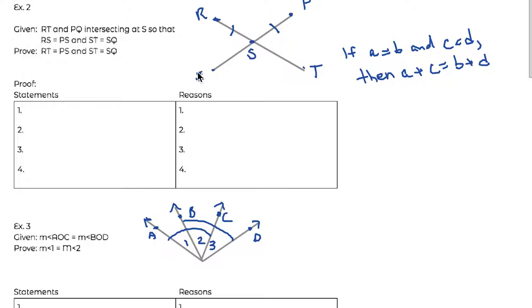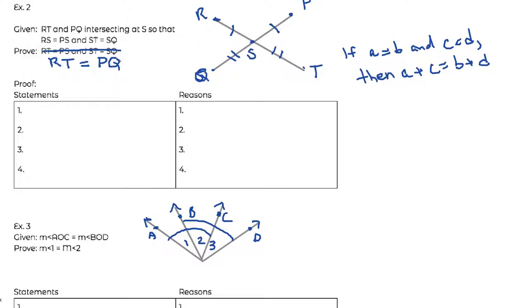Oops, I got some wrong letters going on here. I'm pretty sure this is Q. We have R. Let me just make sure the letters are right. Okay. Then we're going to have ST equals SQ. So we have these two. And we are going to prove, and I had this wrong in class, so let me fix this, RT equals PQ. That's what we're going to prove.